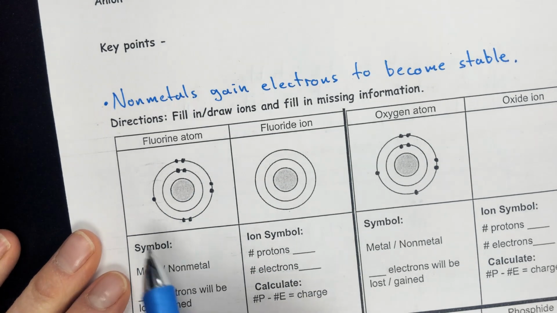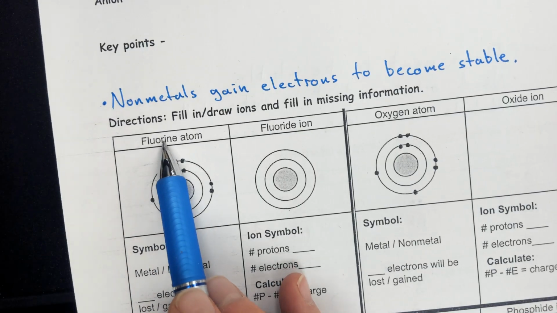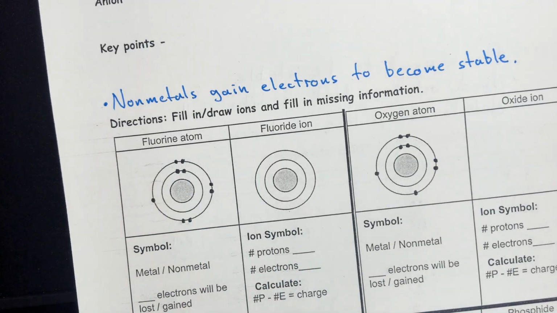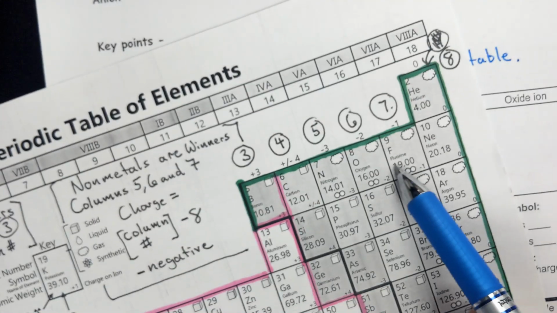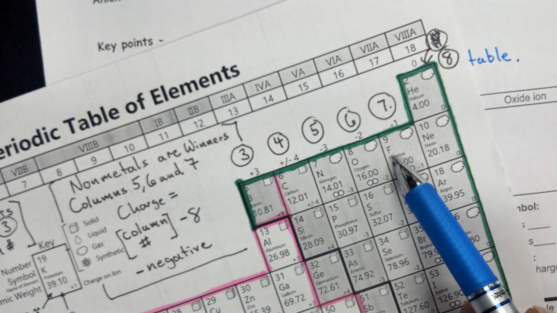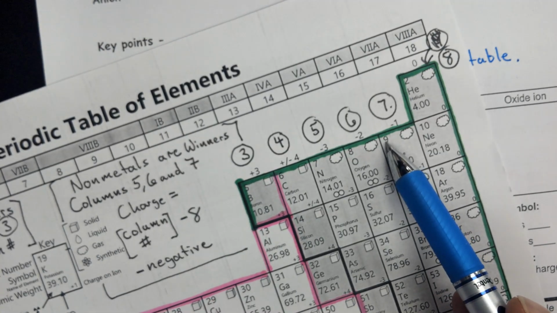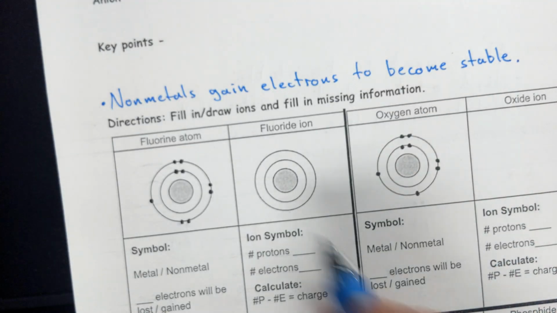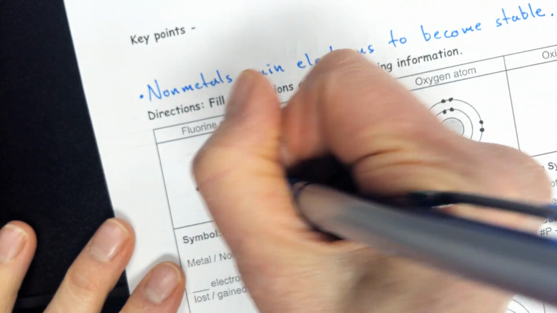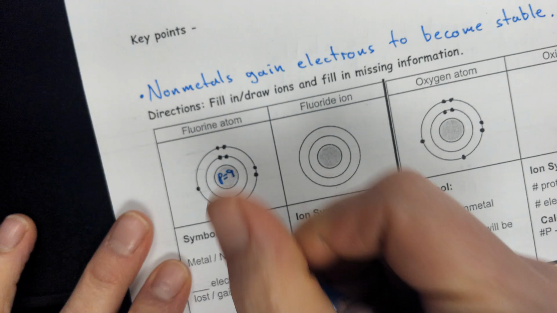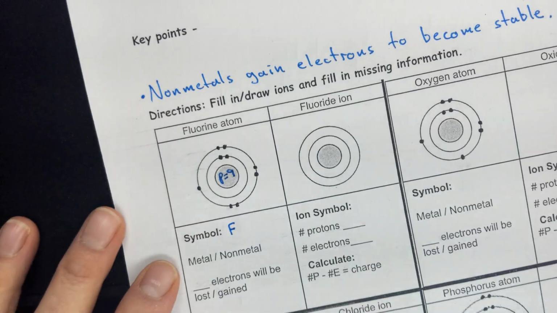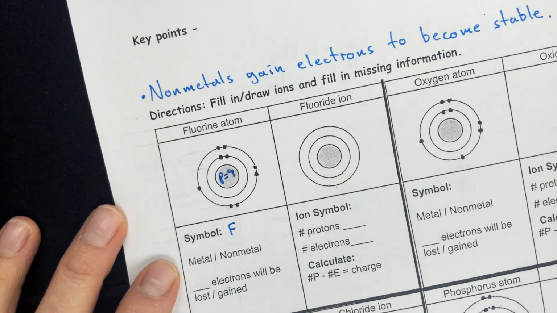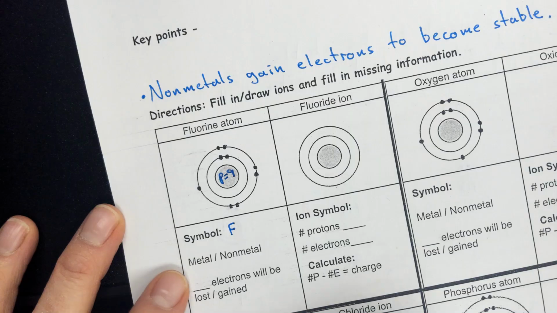All right, so our first atom is fluorine, and you just look up the element fluorine on your periodic table. It's right here, symbol is F, and the atomic number is 9, meaning that it has 9 protons. So we're going to fill in the protons, P equals 9, and put the symbol down, neutral atom. The symbol has no superscript, it has no charge.